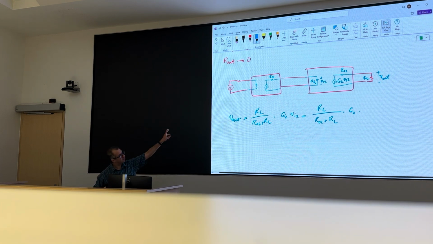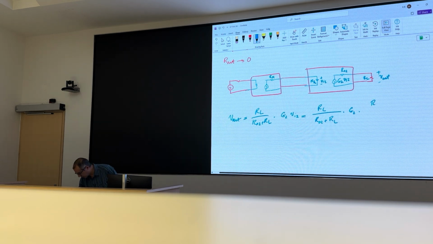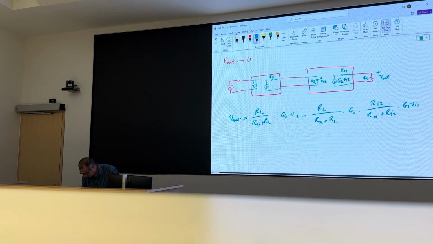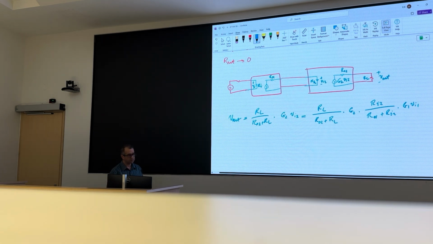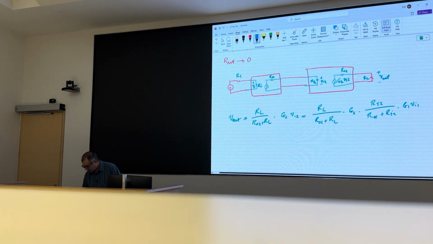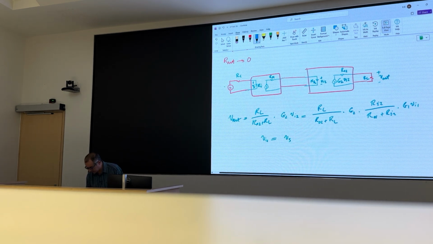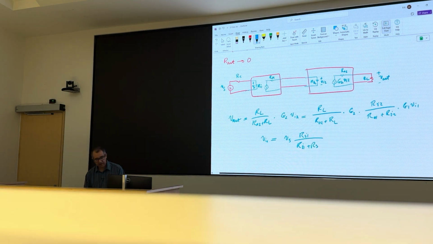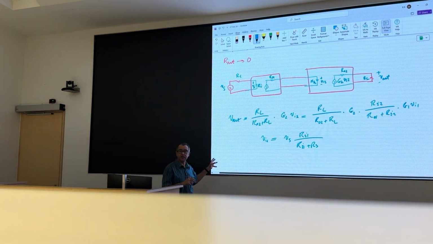And then I have the voltage division between those two. So Ri2 over Ro1 plus Ri2. And then Vi1, in a similar fashion, is Vs times Ri1 over Ri1 plus Rs. So they load each other.